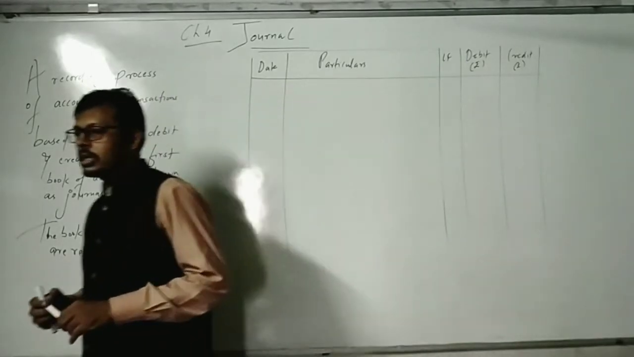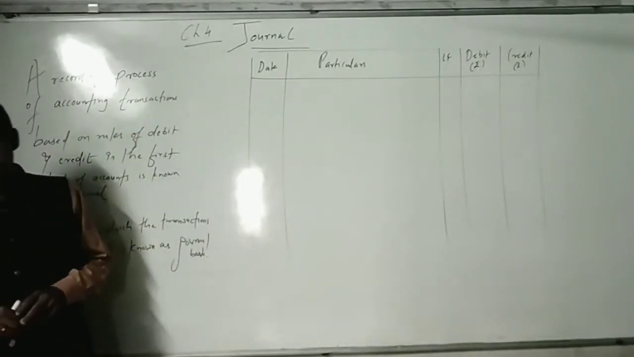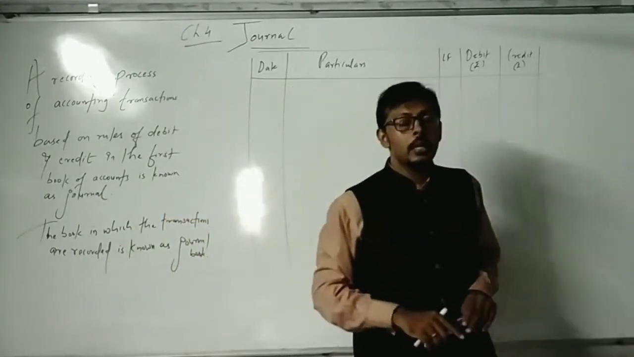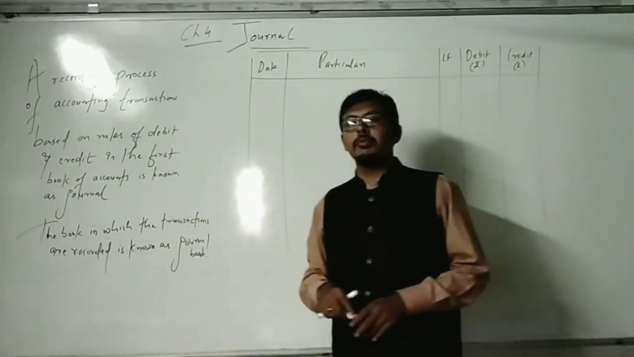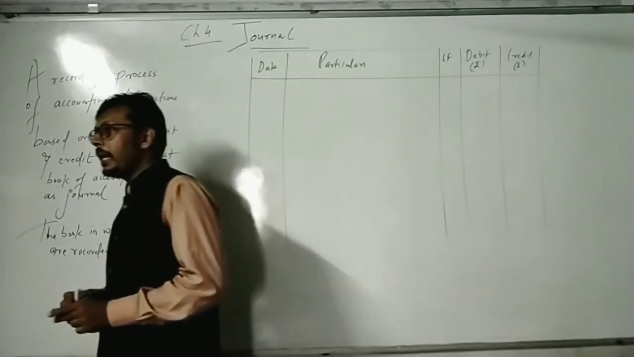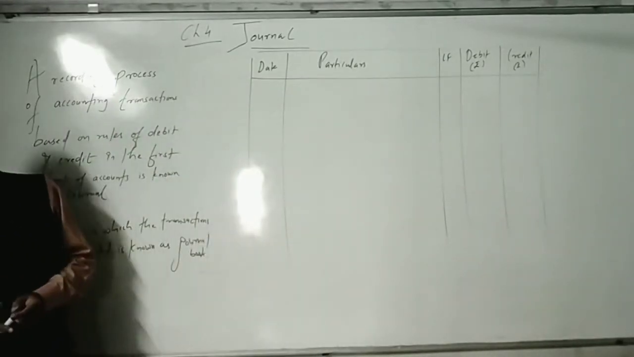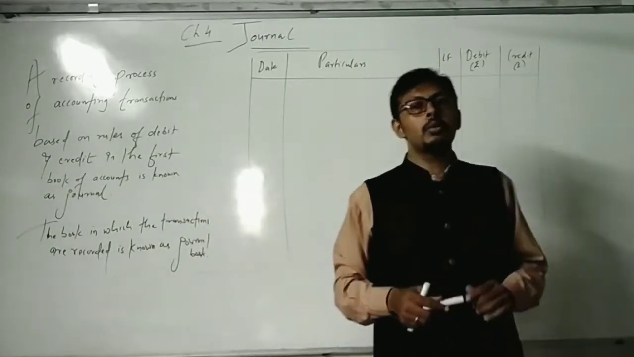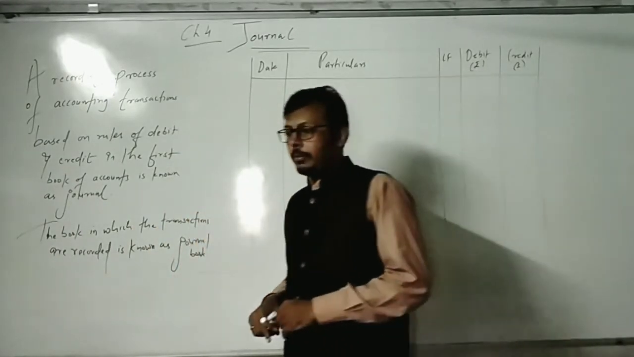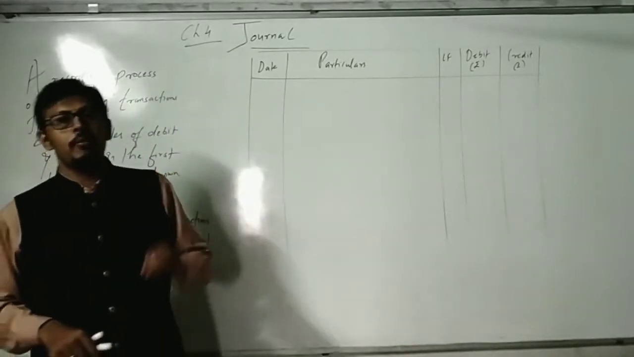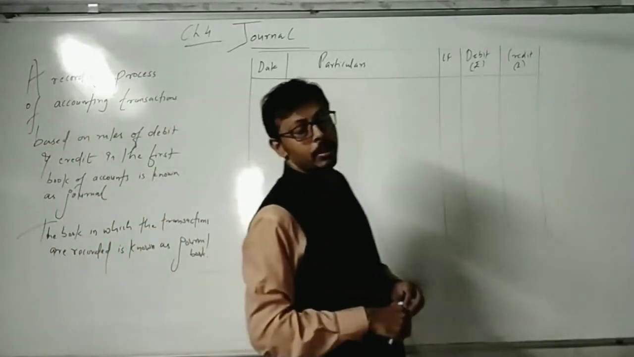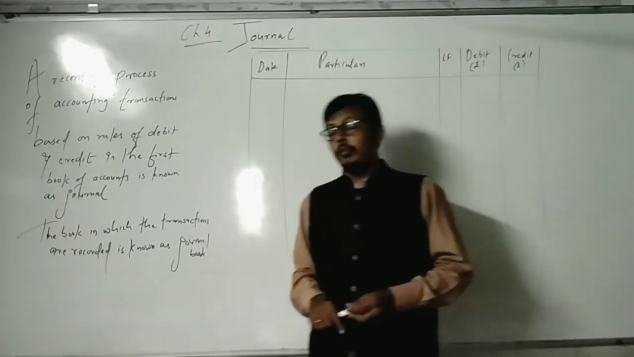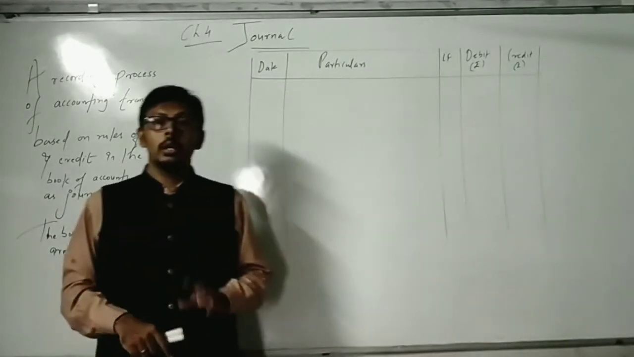Suppose purchase goods of rupees 5,000 in cash. Paid salary of rupees 4,000 in cash. Purchase furniture of rupees 3,000 in cash. पहले हमने क्या किया? Goods purchase किया 5,000 का कैश में. Salary पे की 4,000 की कैश में. Furniture purchase किया 3,000 का कैश में.